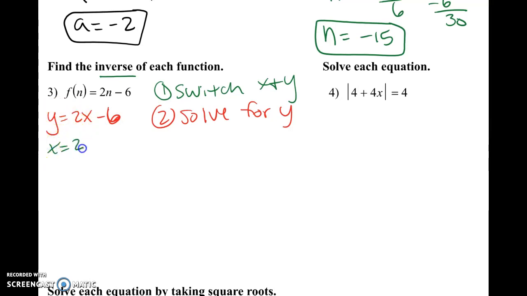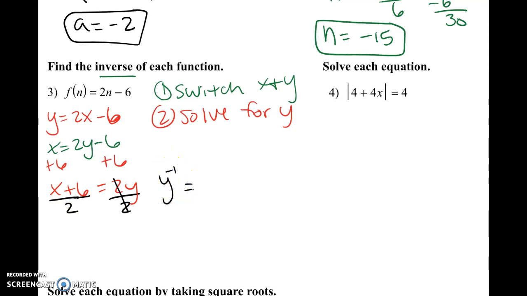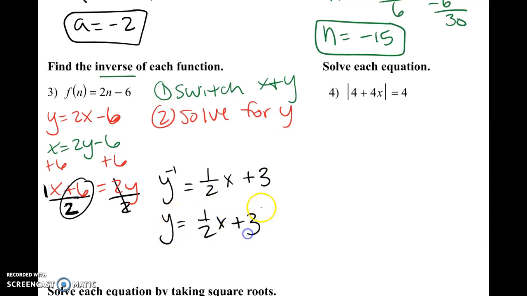So I have x equals 2y minus 6. And step 2 is to actually solve for y now. So if I add 6 to both sides, I have x plus 6 equals 2y. Divide both sides by 2. So y, or the inverse I should say, is 1/2 x. That 1 comes from here and the 2 comes from the denominator. Plus, I have 6 divided by 2, which is 3. So my inverse in this case would be y equals 1/2 x plus 3, and that's my inverse.